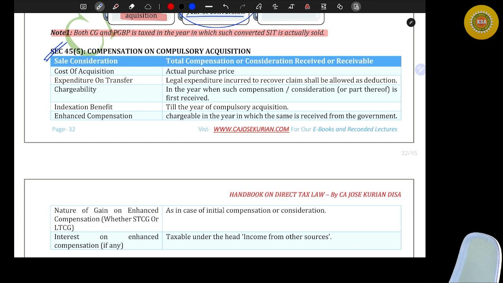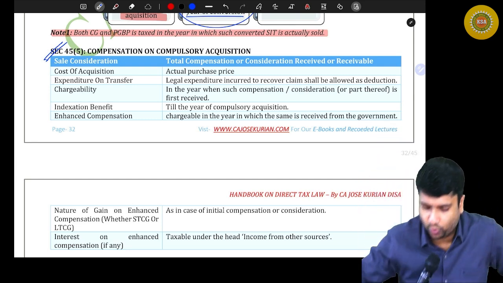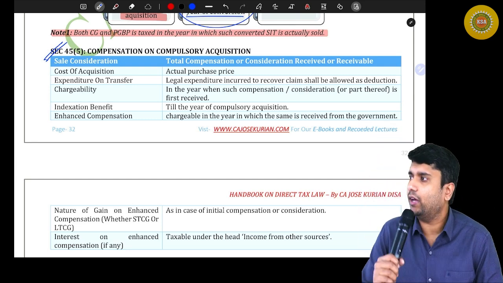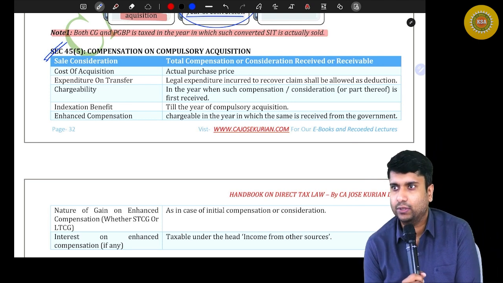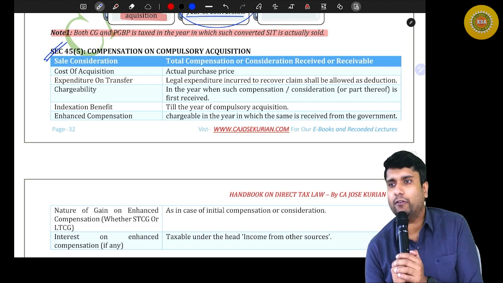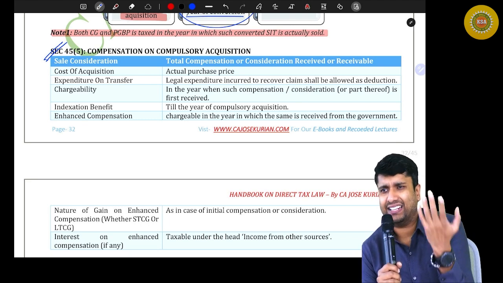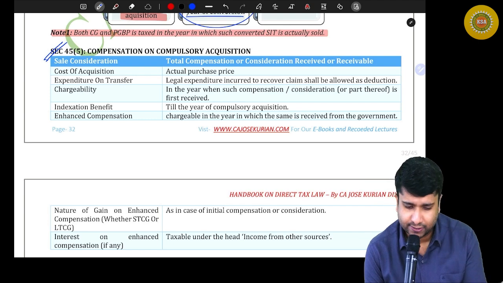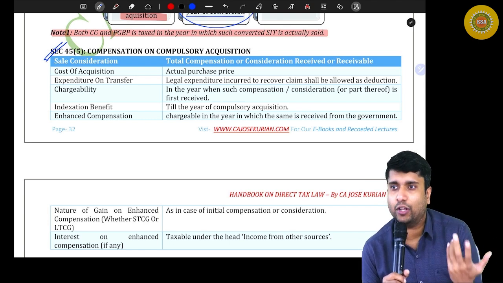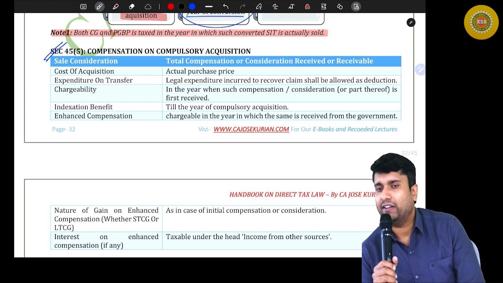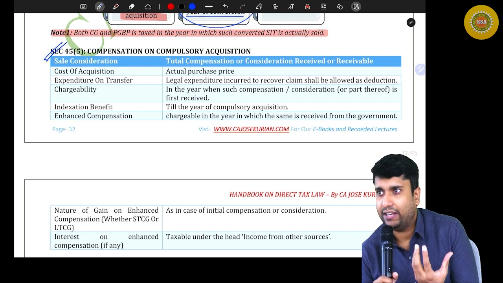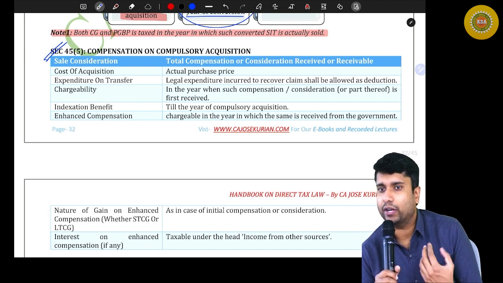What is compulsory acquisition? Very simple. Say, for example, you have a property. That property is taken over by the government, either central government or state government, for the development of a road, a bridge, a railway station, an airport, whatever it is. Whenever they acquire your property, like land or a building, they will definitely give compensation to the owner. Are you all listening?